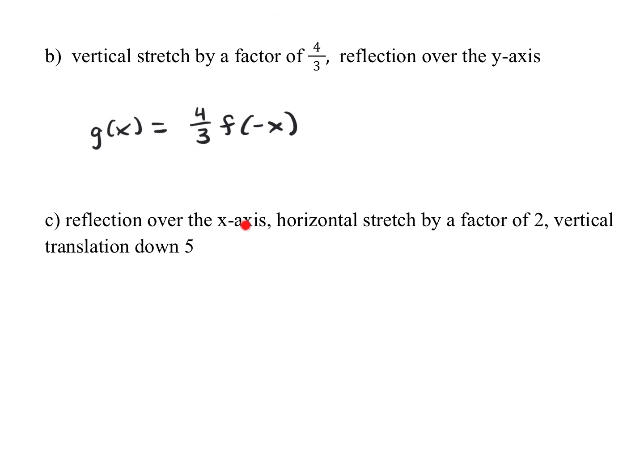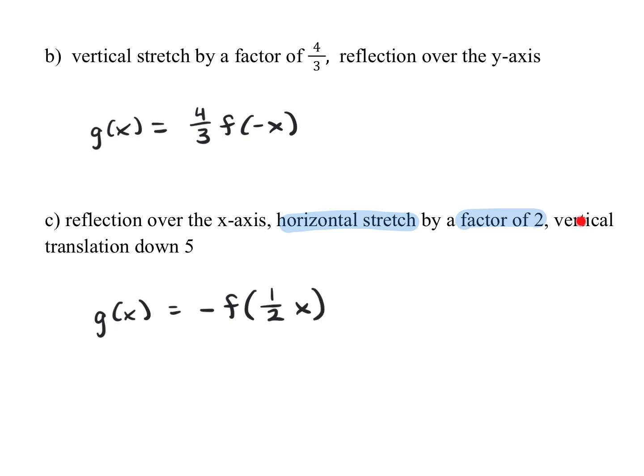This last one, we have a reflection over the x-axis, horizontal stretch by a factor of 2, and a vertical translation down 5. Well, lots of stuff going on here. So first, a reflection over the x-axis puts a negative out front because it's a vertical reflection. And then we have a horizontal stretch by a factor of 2. So I know it's going to be multiplied to my x value, but remember, for a horizontal stretch, the stretch factor is actually the reciprocal of what we see in the function. So if the factor is 2, what I'm going to write in my equation is 1/2.